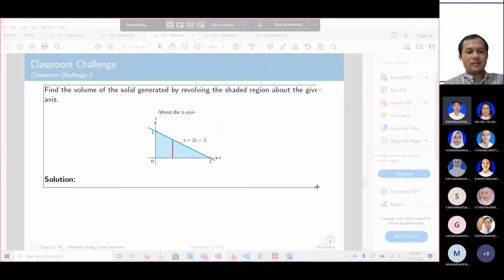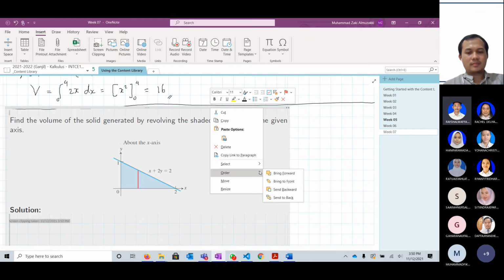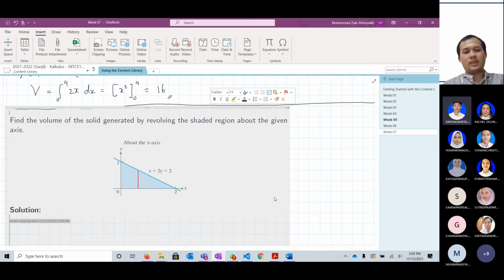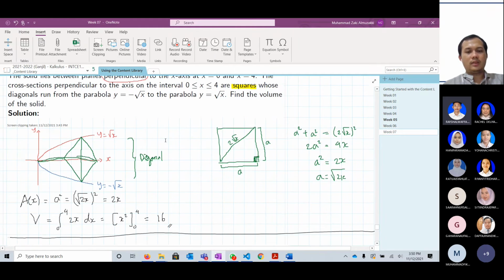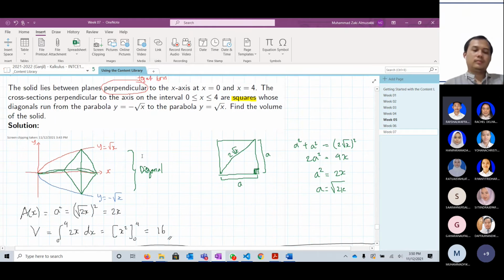Well, sir, what if the x is already known beforehand? What do you mean? The side is known. No, in this case, no. Okay. It always depends on the problem.